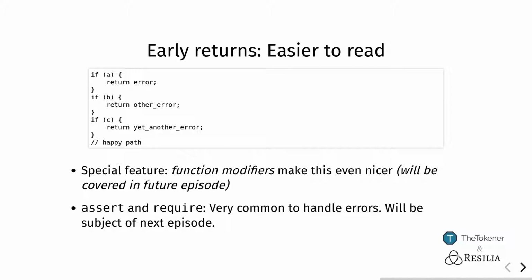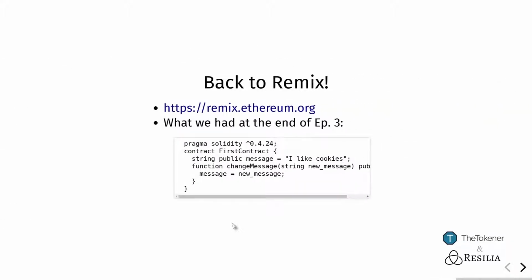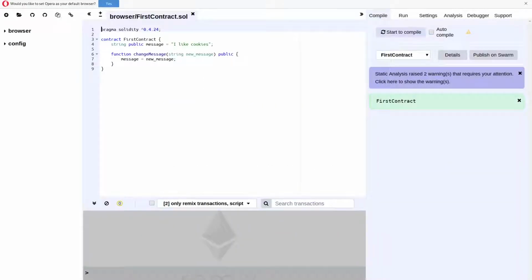And we will be talking about those actually in the next upcoming episode. But for now, let's just use the basic if-else statement and update our smart contract. So what we had at the end of episode 3 was this piece of code, and let me actually show that to you in our Remix smart contract development environment.